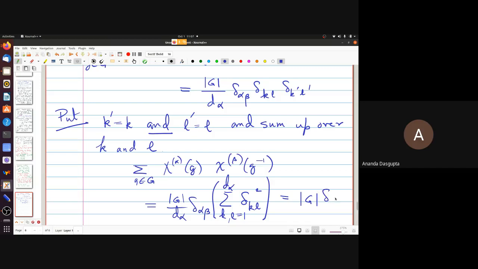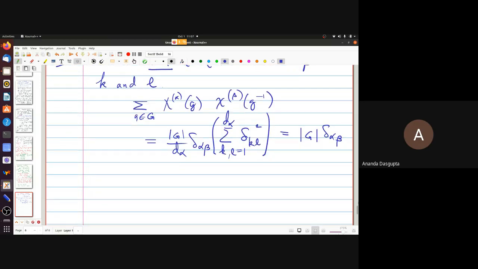So this is your extremely simple result. No indices left any longer. If you take all the characters of every group element, chi alpha g, chi beta g inverse, and sum up over all g, you are going to get this mod g delta alpha beta. All the k's in the individual indices have gone away.